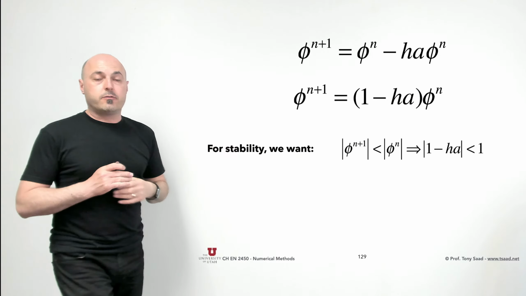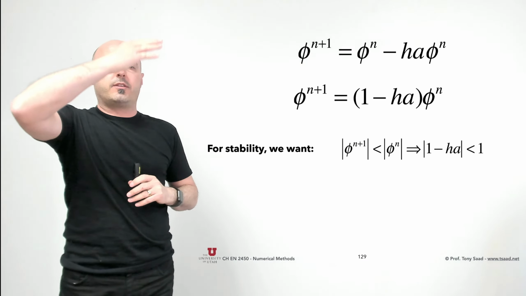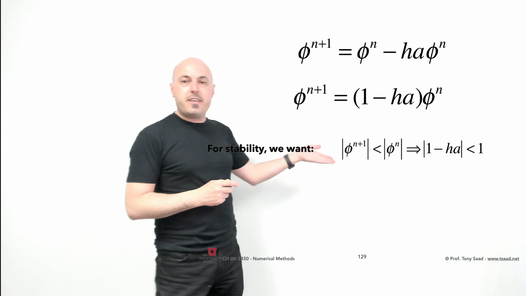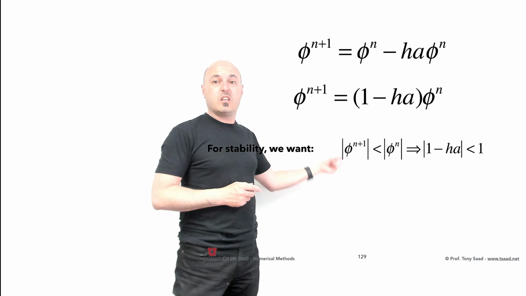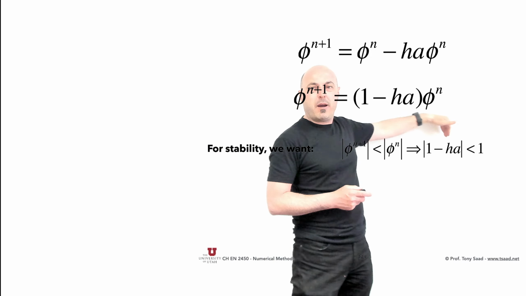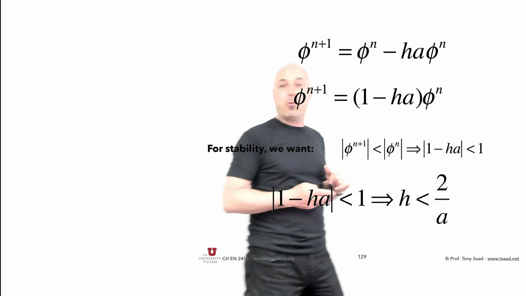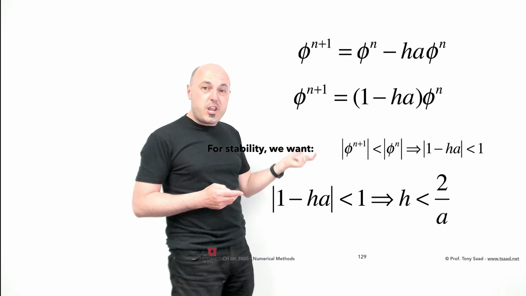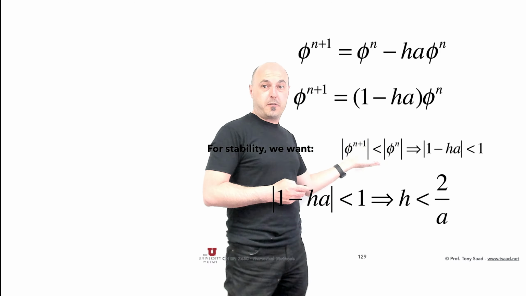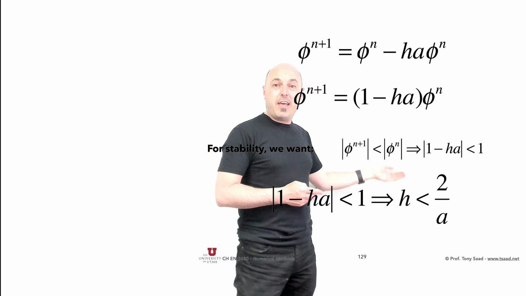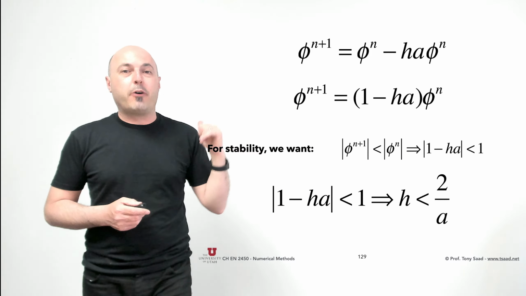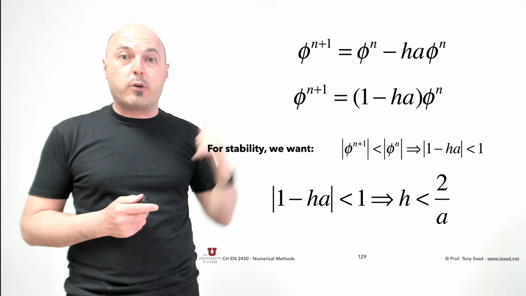Now, in our case, for this particular problem, we know that the solution is decreasing, okay, over time. And therefore, we require that phi n plus 1 in magnitude is always less than phi n. Now, what that means is that the magnitude of 1 minus delta t times a is less than 1. And therefore, that gives you a condition on delta t, or the time step size: for phi n plus 1 to be less than phi n, delta t needs to be less than 2 over a. So in other words, to be stable, our delta t needed to be less than 2 over 1,000 in our case.